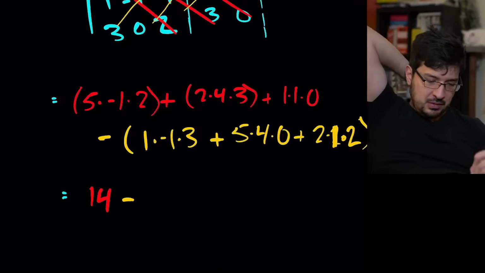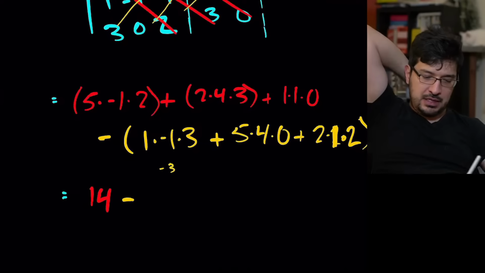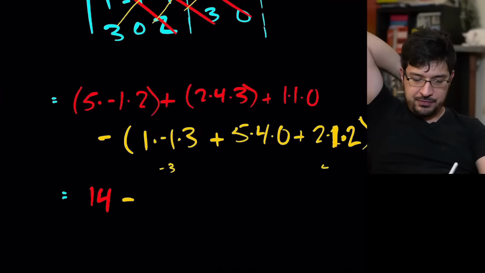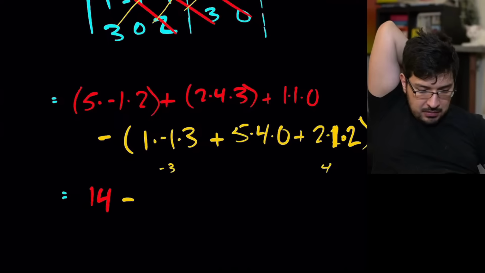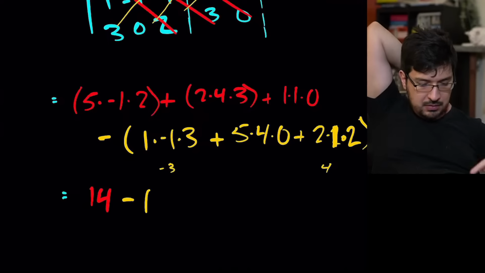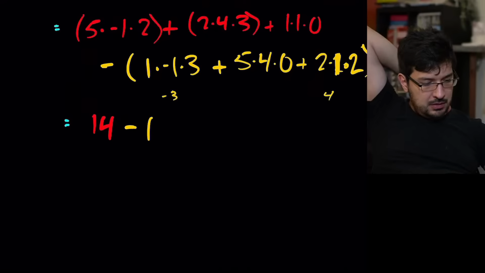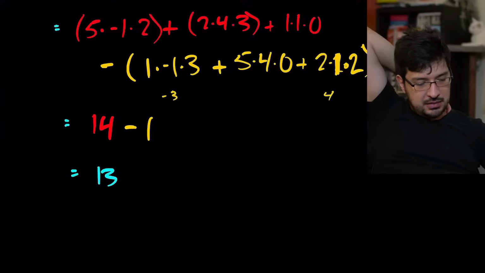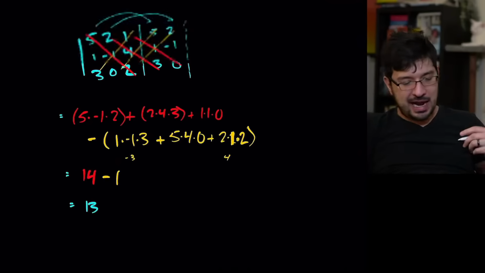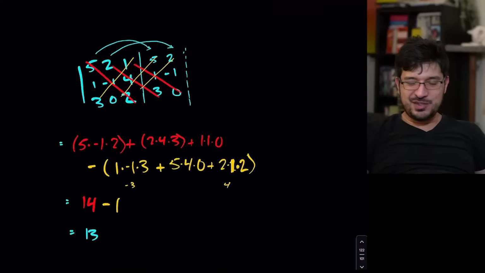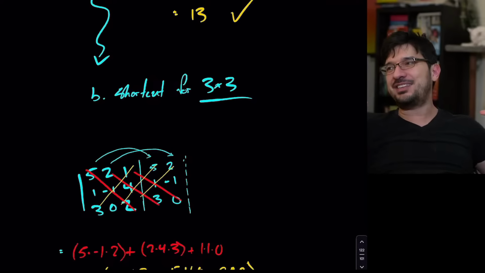Minus, what do we have here? Negative 3 plus 4. So we have minus 1, right? So now the answer is 13. Yo, look at that, 13 again. Oh wait, I was doing the same matrix, so that makes sense too.